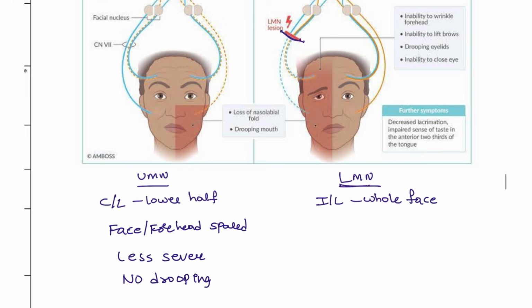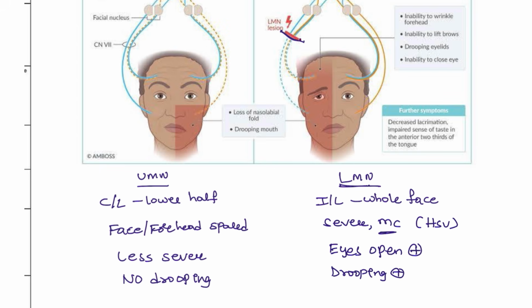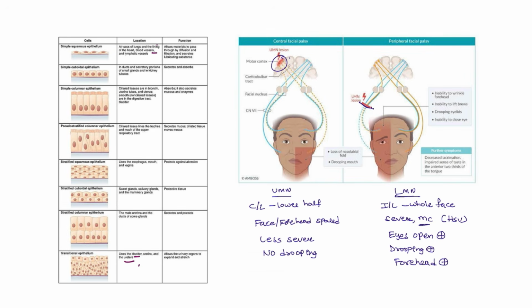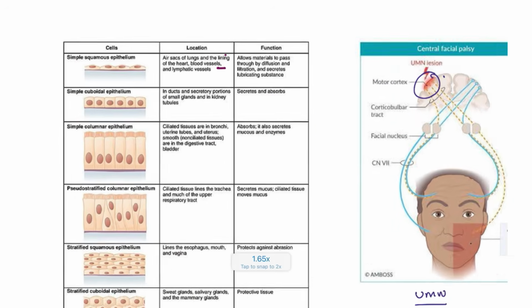Okay, next, coming to the lower motor neuron, this is most severe and also the most common, associated with the herpes simplex virus. Here the eye will be open on the affected side and drooping of the mouth will be seen, and the forehead is also mainly involved. This is the difference between the lower motor neuron and the upper motor neuron that you have to know.